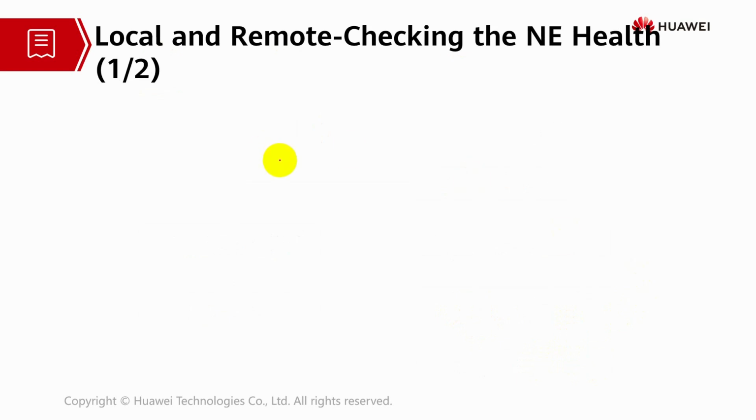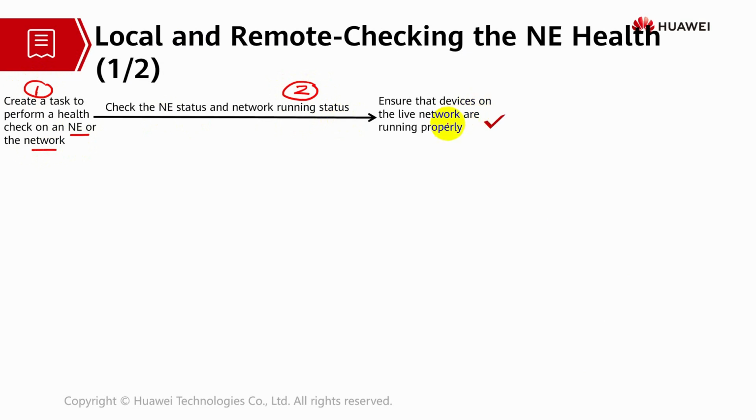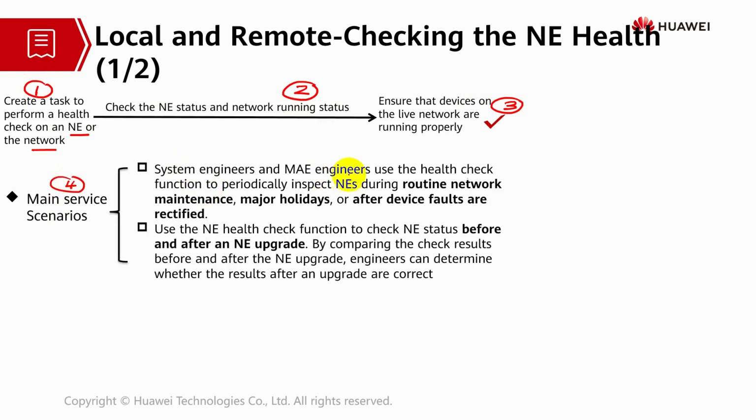Next, let's check on the NE health. The first step is to create the task to perform an NE health check based on an NE or network. After that, check the NE status and the network running status. Upon doing that, ensure the devices on the live network are running properly. What are the main service scenarios? System engineers and MAE engineers will use the health check periodically to inspect the NEs during routine network maintenance, major holidays, or device faults.